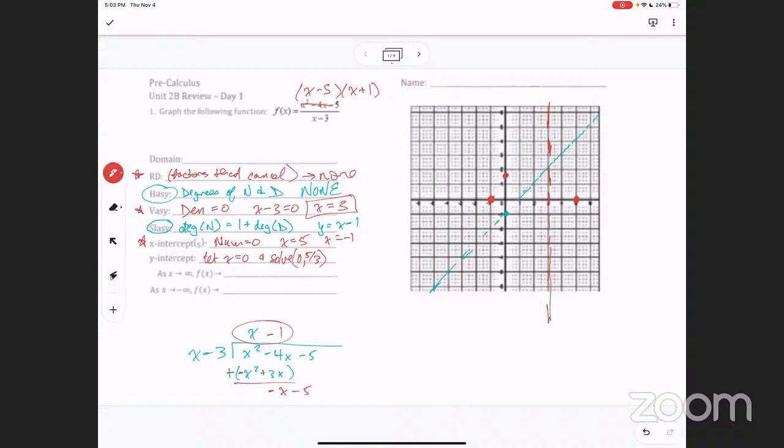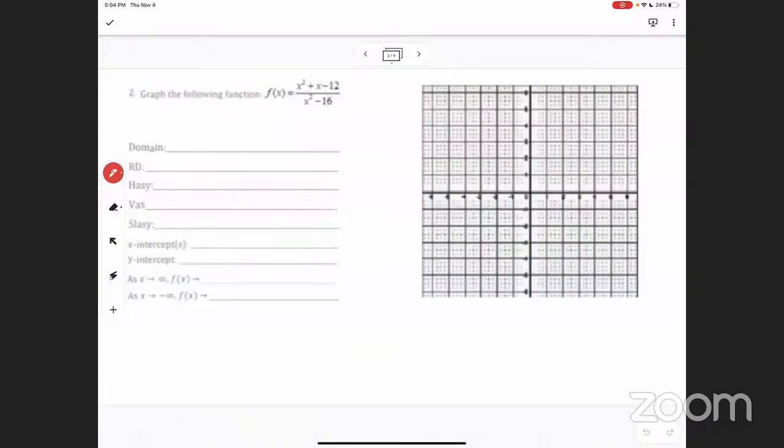Do you see? So here's my graph. It's something like this, and you're just basically sketching it. It doesn't have to be perfect. But this is going like this and like this. Got it? See how we did that?